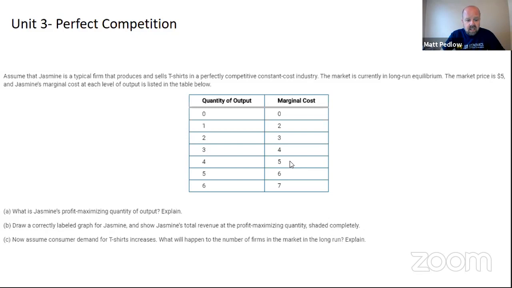And then C says, now assume consumer demand for t-shirts increases. What happens to the number of firms in the long run? So let's answer these 2 questions by looking at how we're going to draw this. Okay, so it says, correctly labeled graph for Jasmine, show our total revenue at the profit maximizing quantity.